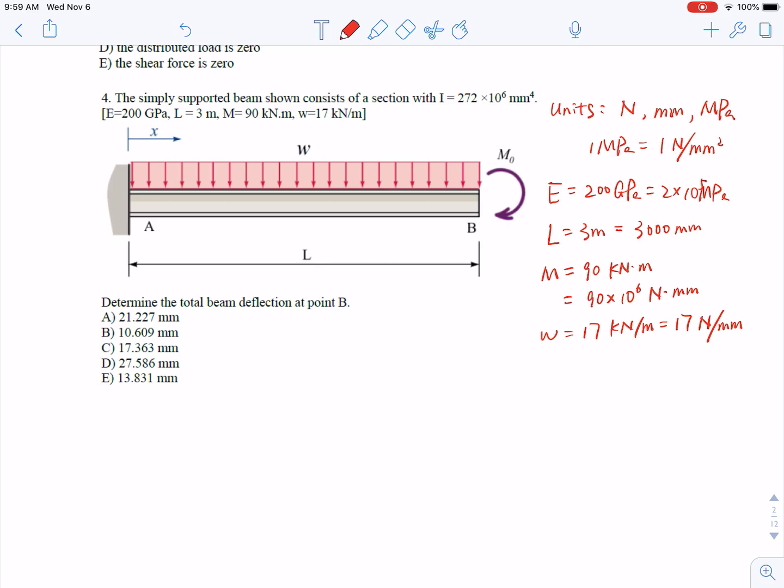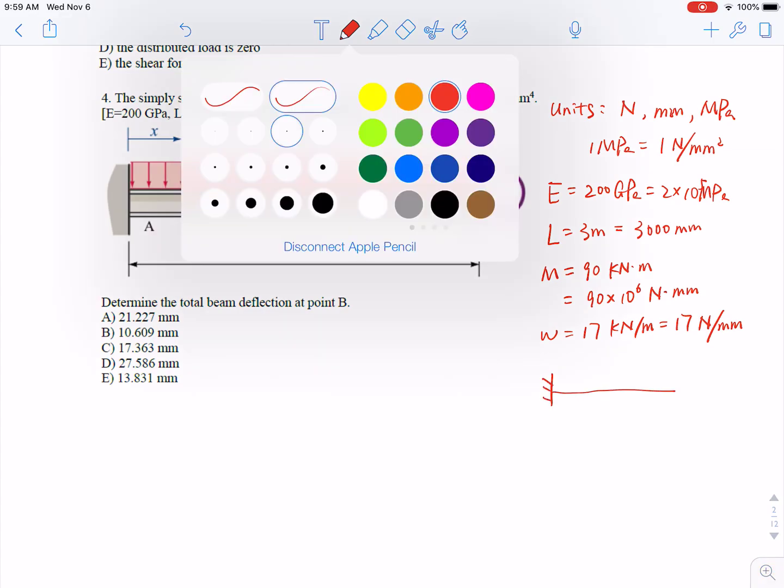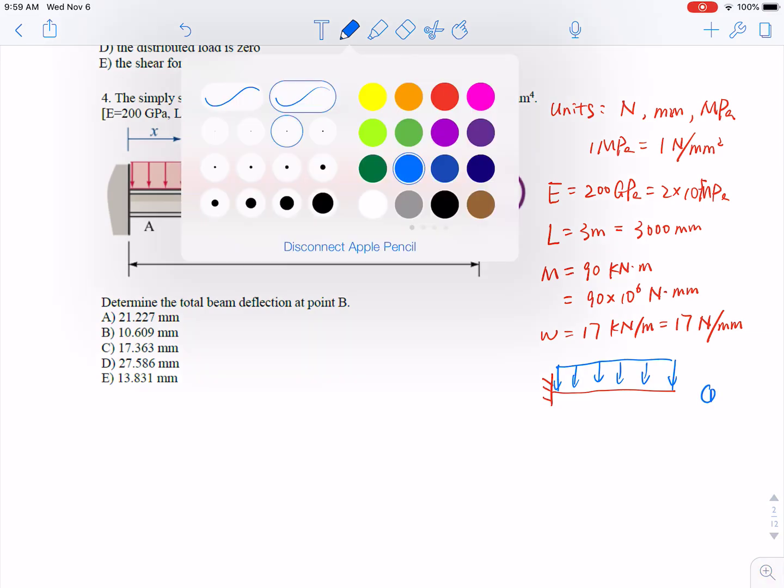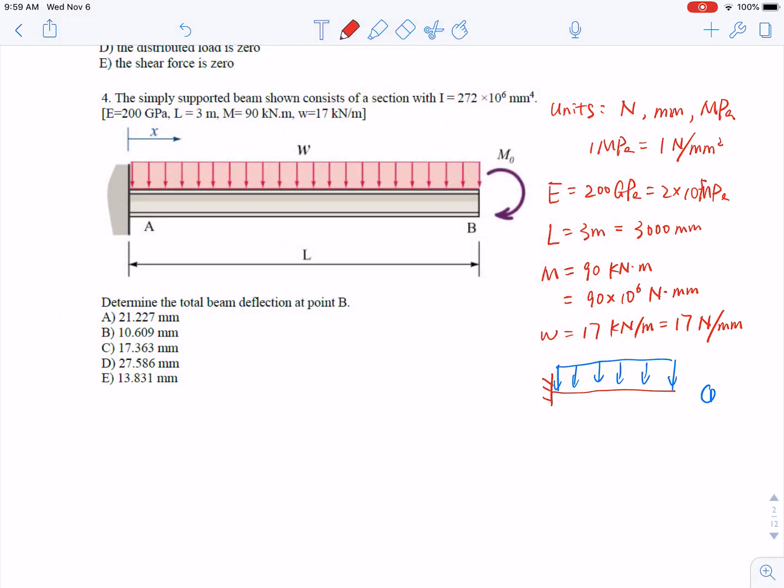Well, this is a superposition method, right? So we just split this beam into two beams. Well, in the first beam, you have a loading like this, a distributed loading. This is beam 1. And in beam 2, you have just one bending moment at this end. So here is your beam 2.